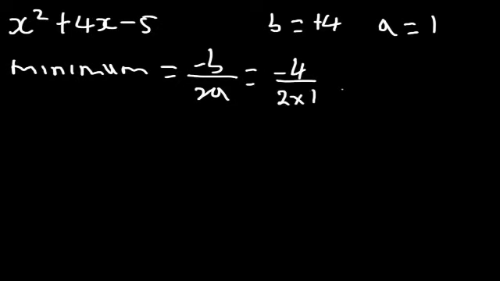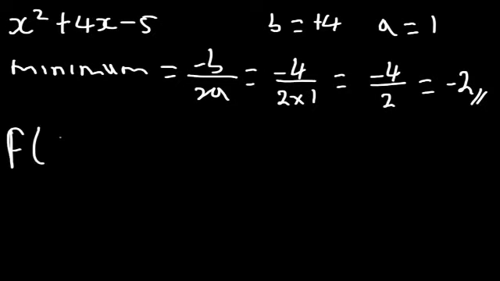2 times 1 is indeed equal to 2. The final result will be minus 4 over 2, and minus 4 over 2 is indeed equal to minus 2. But I haven't gotten the minimum value yet. How can we find the minimum value? To get a minimum value, as I said earlier, that's simply f of minus b over 2a. Whatever you got as minus b over 2a, just put it back in the expression or in the equation. Then you should have what you need.